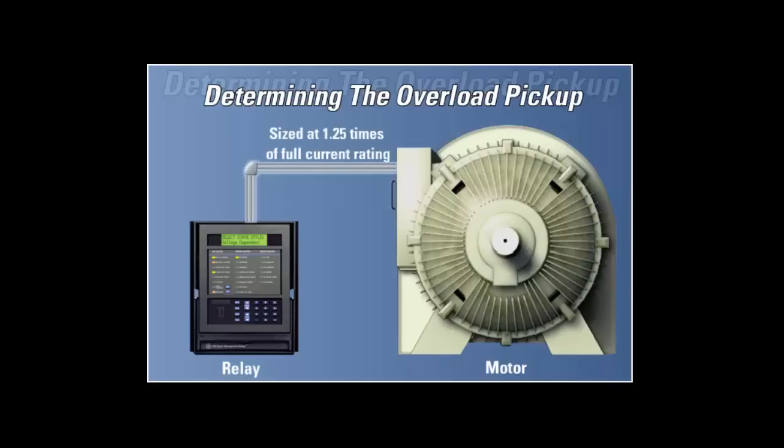Note that the motor feeder cables are normally sized at 1.25 times the motor's full load current rating, which would limit the motor overload pickup setting to a maximum of 125%.